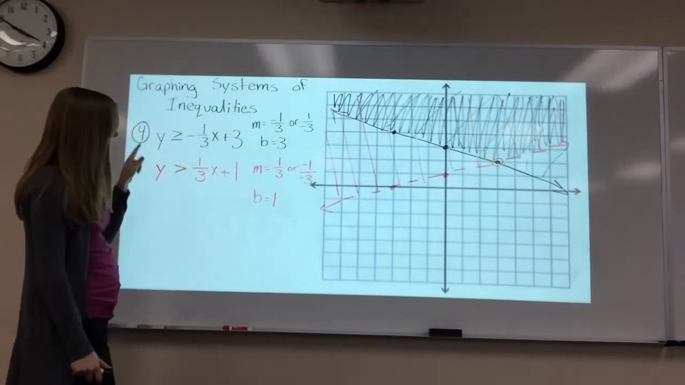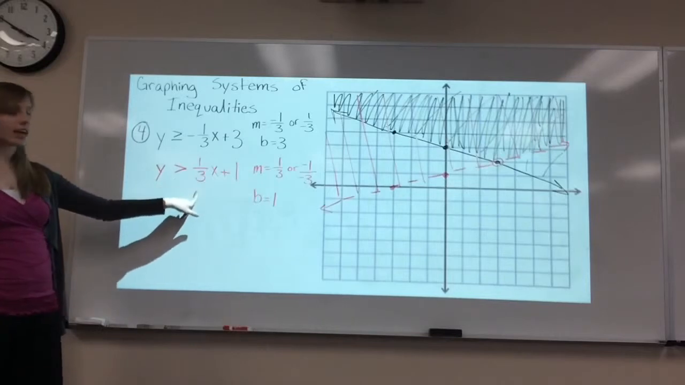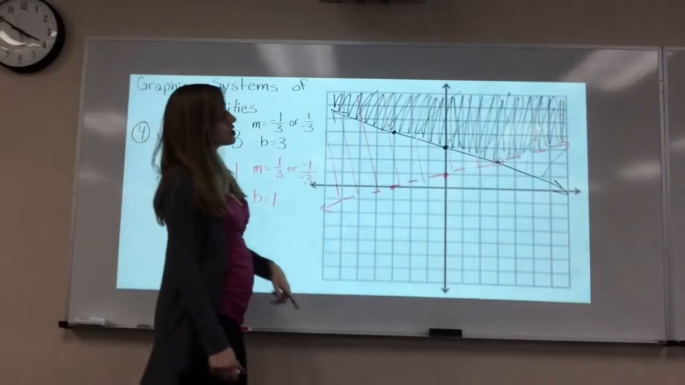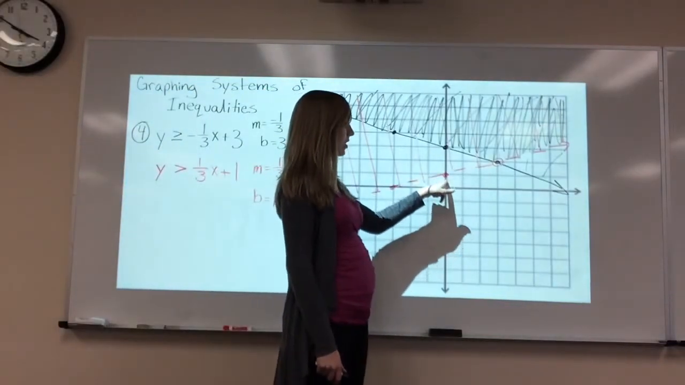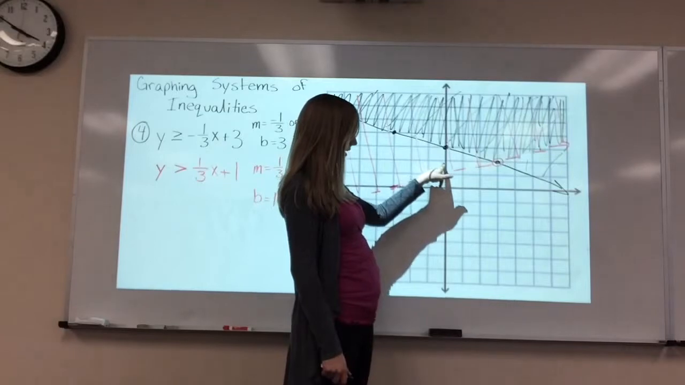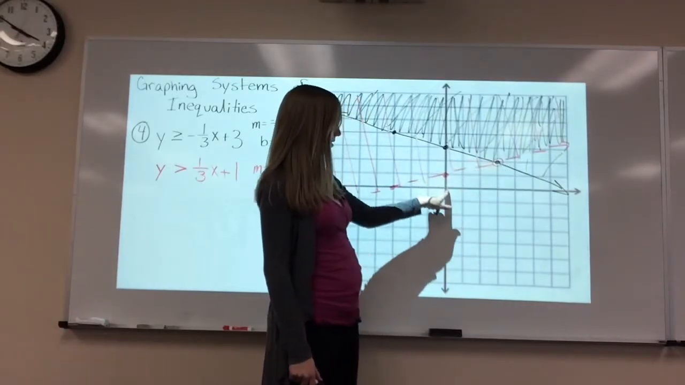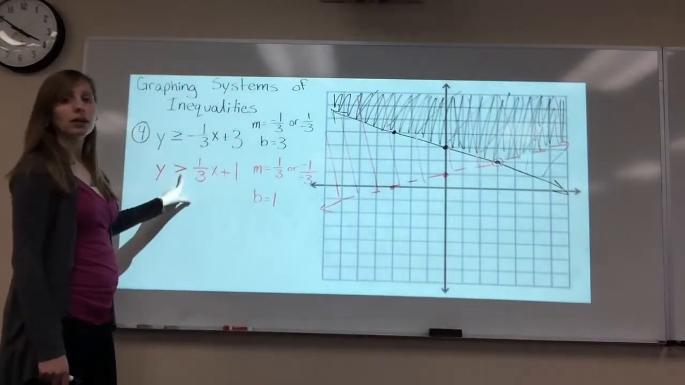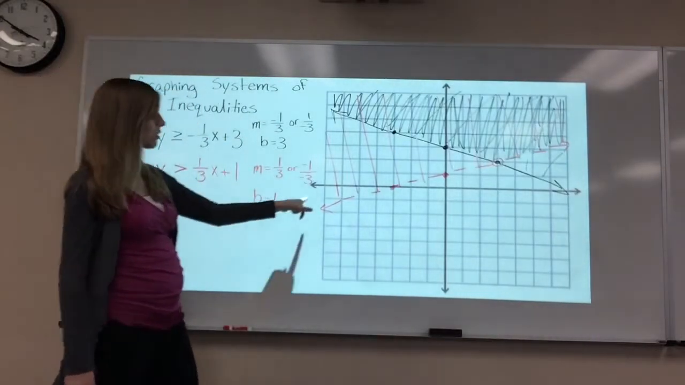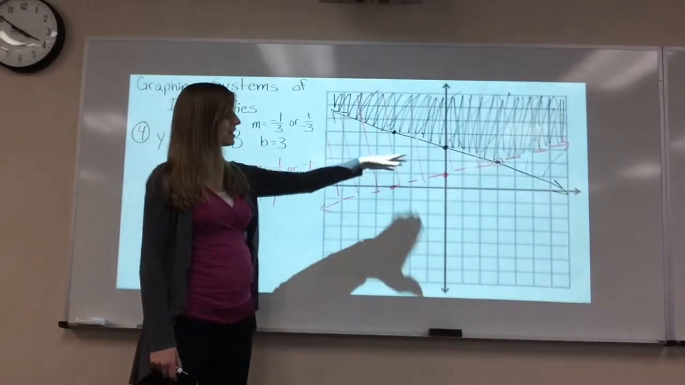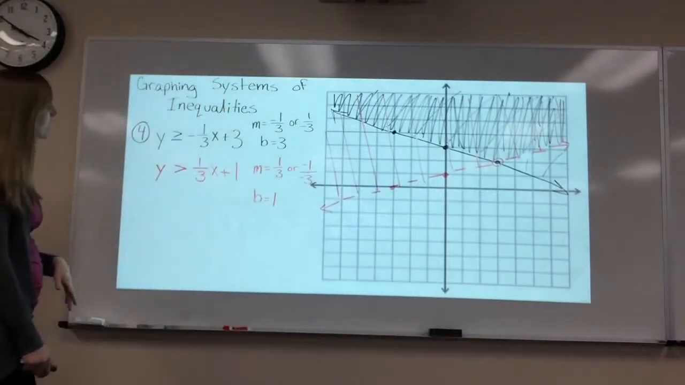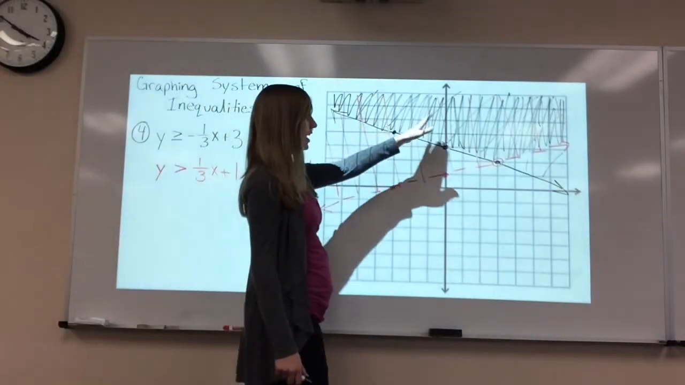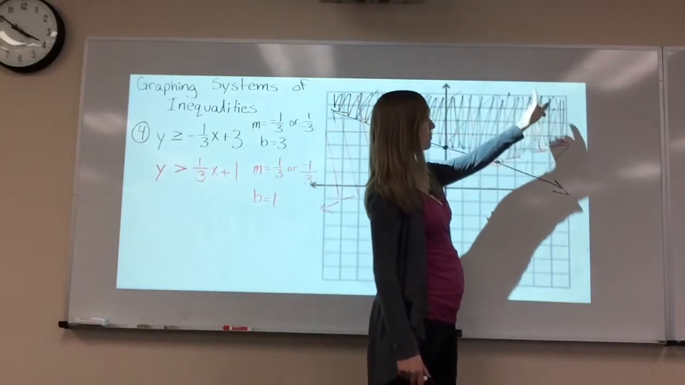For the second inequality, I had y is greater than 1/3 x plus 1. My slope is 1/3, my y-intercept is 1, so I went to 1. I did my slope of positive 1/3, so I went up 1, right 3. The opposite is down 1, left 3. I made a dotted line because there is no equal to bar. The equal to bar is missing, so I made a dashed line. So there are holes in my graph, all right? And then this is a greater than symbol, so that means shade the sky, so shade above. So all my shading for the red was above.